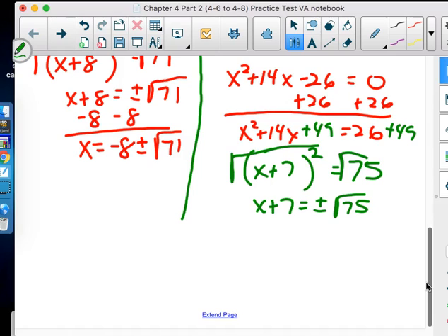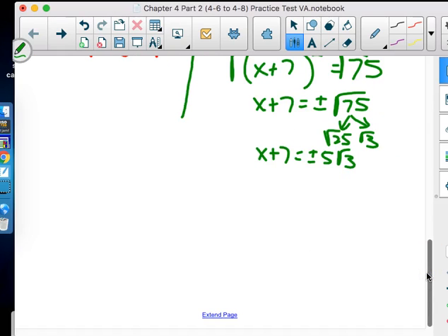25, 3 times. So x plus 7 will equal plus or minus 5 square roots of 3, and we are almost done. We sure do. And one's an integer and one's a radical, so we can't actually do the math. We just put them both on the same side and say -7 plus or minus 5 square roots of 3. Beautiful problem. Beautiful.